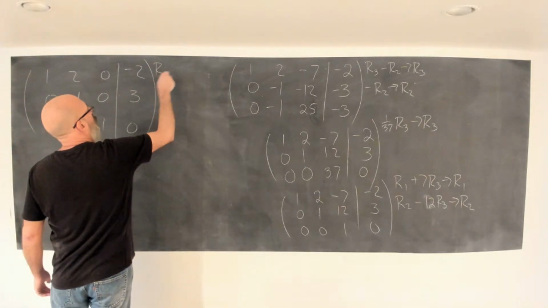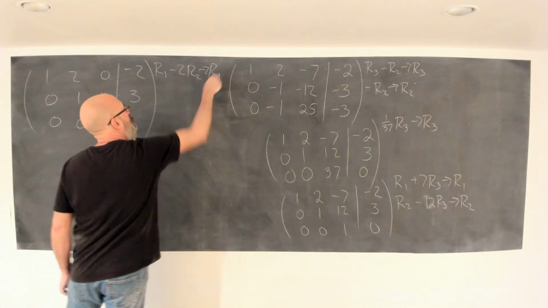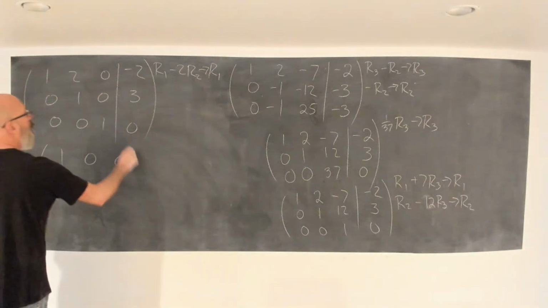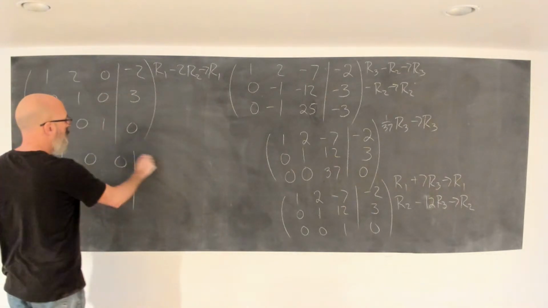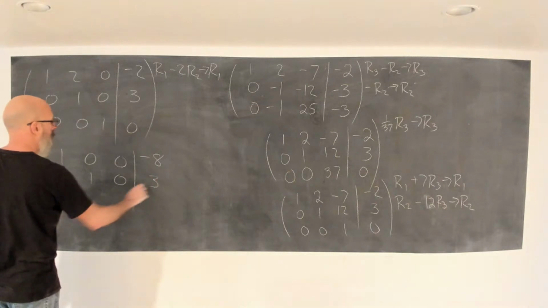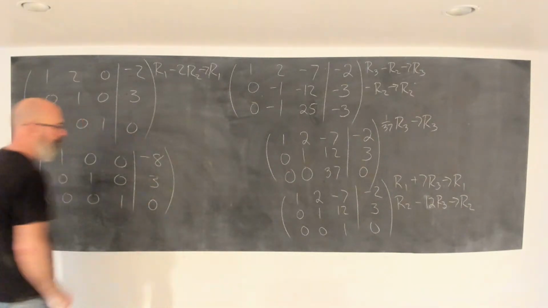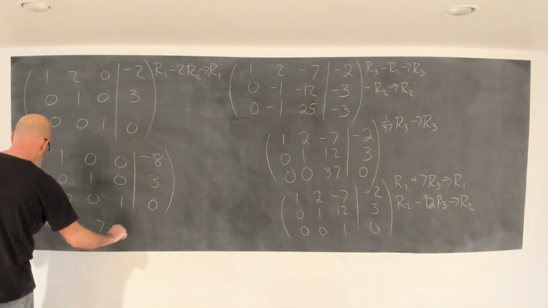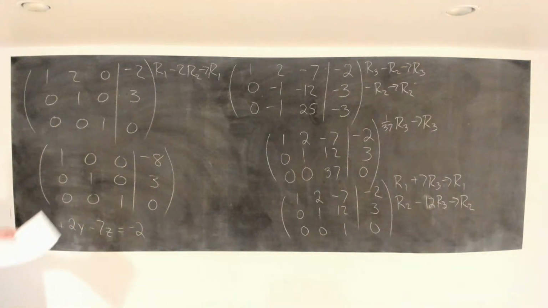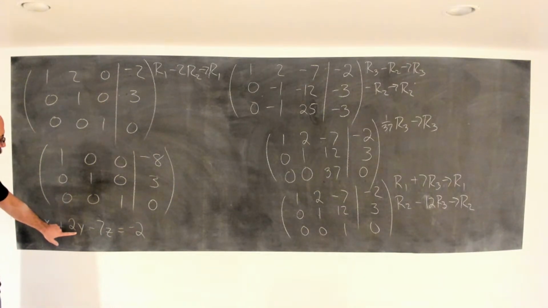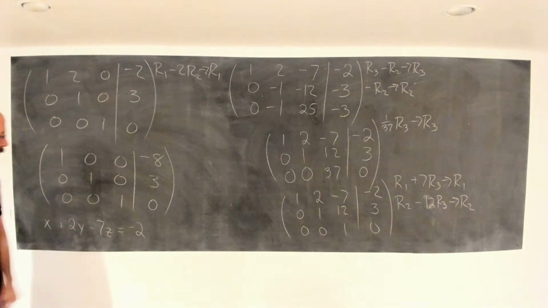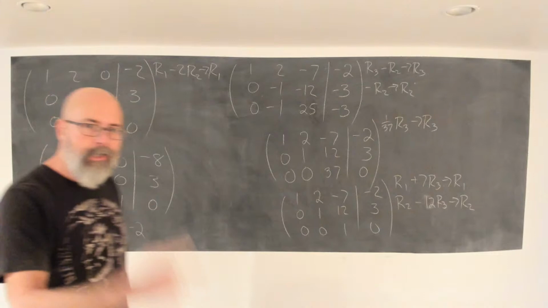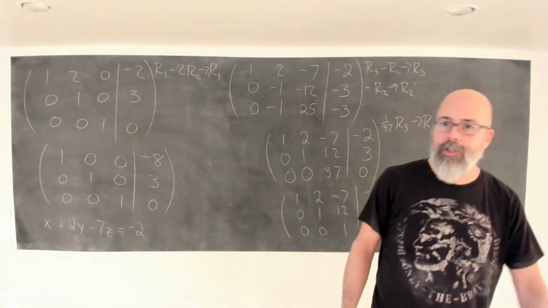And finally, row 1 minus 2 row 2 for row 1. So this minus 2, so minus 8. And let me just look back at the equations we had. x plus 2y minus 7z is equal to minus 2. And we had 2 more equations, but I just want to see if it satisfies at least the first one. Minus 8 plus 6 is minus 2, plus 0 is minus 2. At least it satisfies the first equation. I'll let you check that it satisfies the other 2 as well.